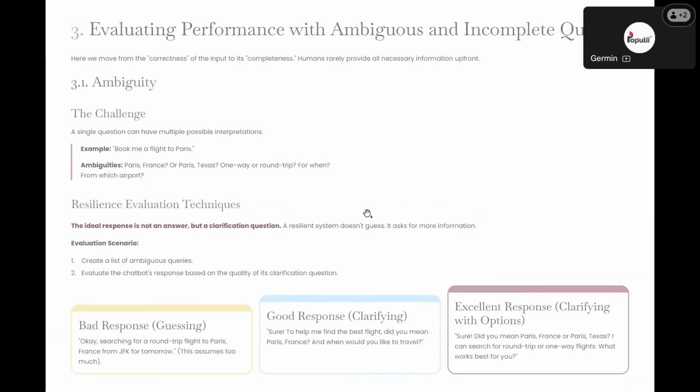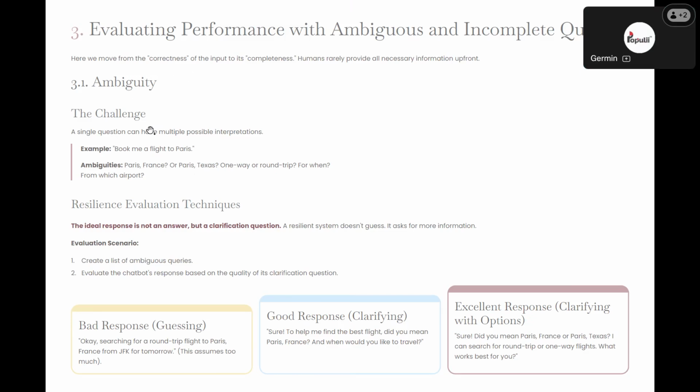Okay, so now we are moving to another important challenge, not about how correct the input is, but about how complete it is. So you see, in the real world, humans rarely give all necessary information upfront. We often assume the system understands what we mean, even when we don't say it clearly. That's why ambiguity and incompleteness are such critical tests for chatbot resilience.